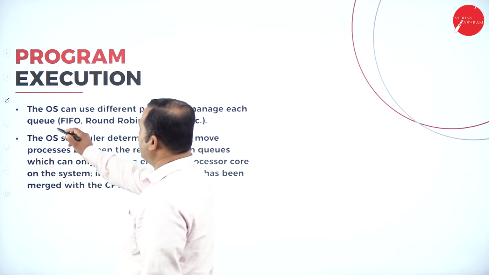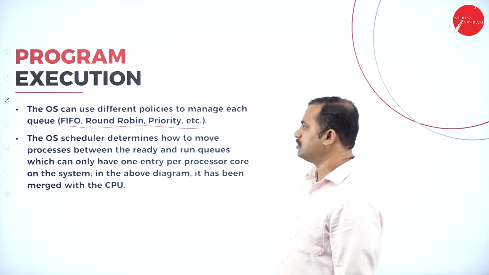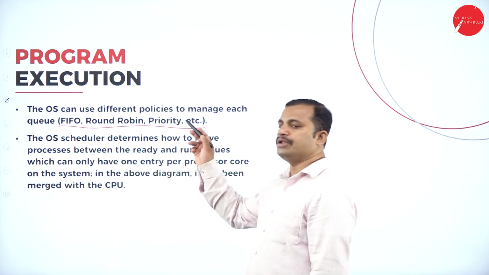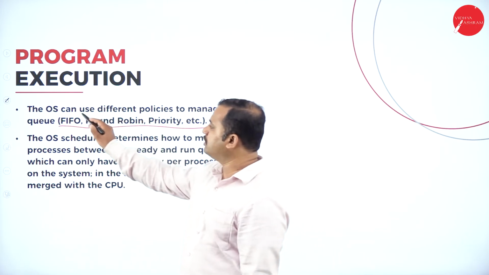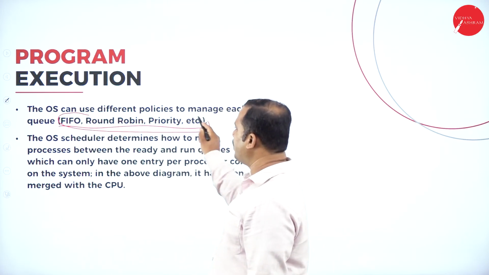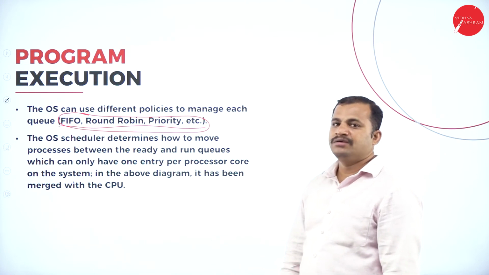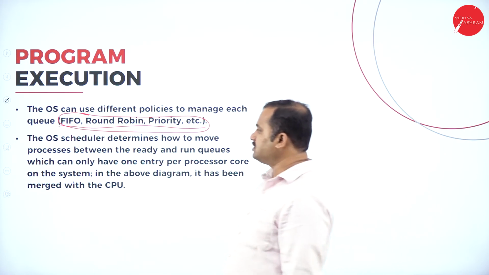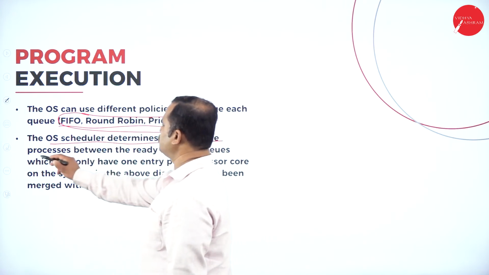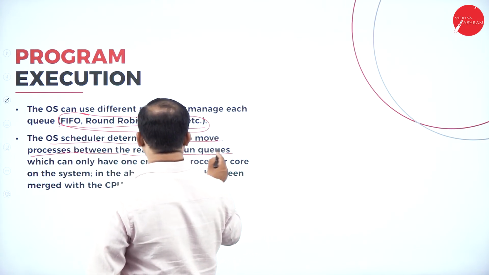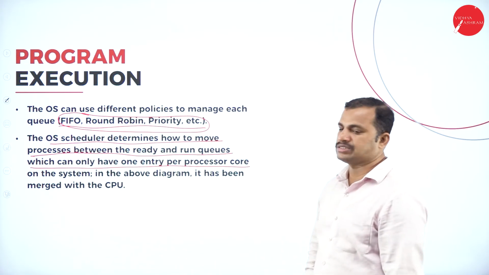Then, as I told you at the beginning, first come first serve or first in first out, round robin CPU scheduling, priority queue, shortest job first are some of the scheduling algorithms or policies followed by the operating system to process the scheduling of processes. The OS scheduler determines how to move processes between the ready and the running queues, which can only have one entry per processor core on the system.